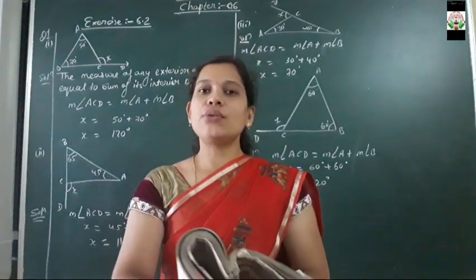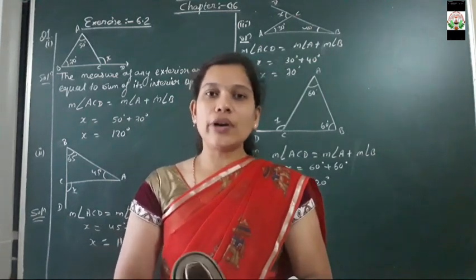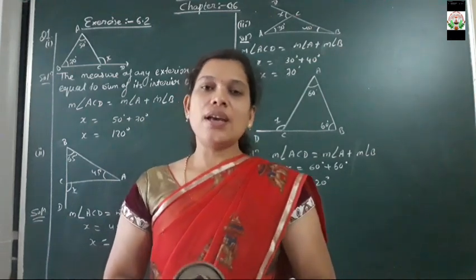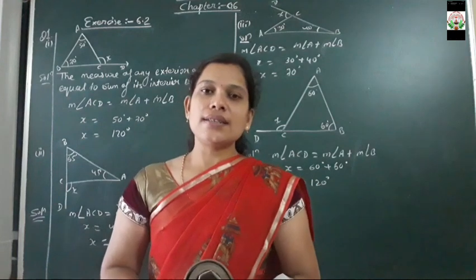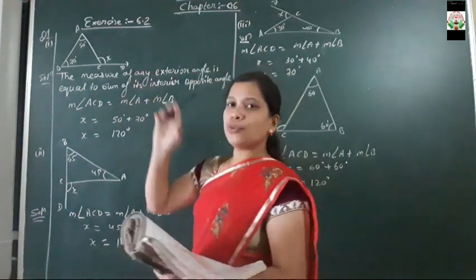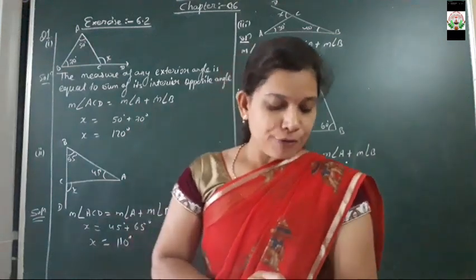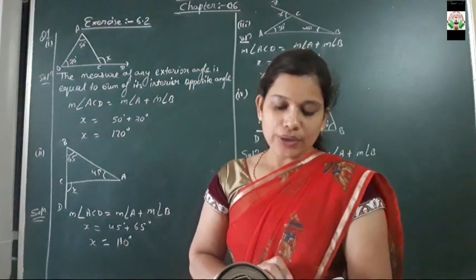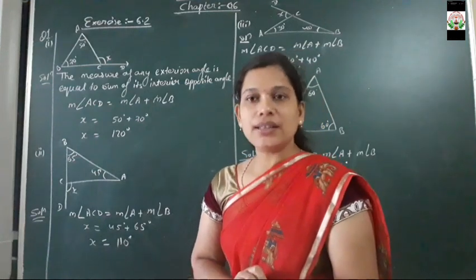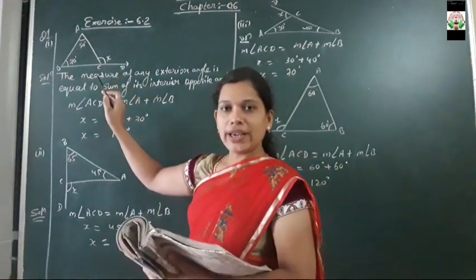So here we are going to see exercise 6.2, and in the previous video we had already completed the definitions as well as exercise 6.1. So starting with exercise 6.2. What question number 1 says: find the value of unknown exterior angle x in the following diagram. So in this figure we have to find the exterior angle.